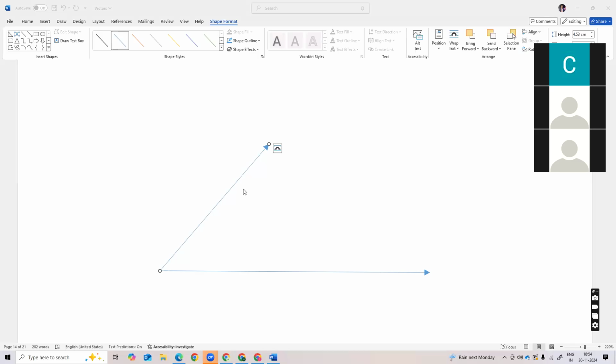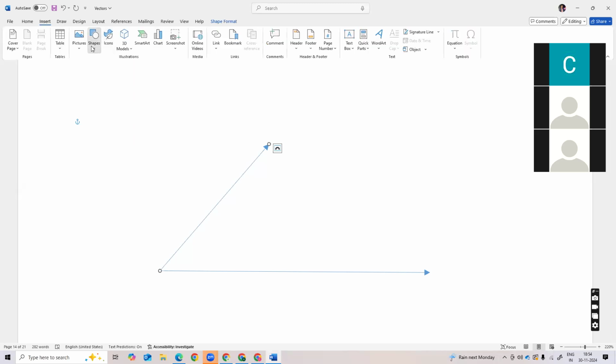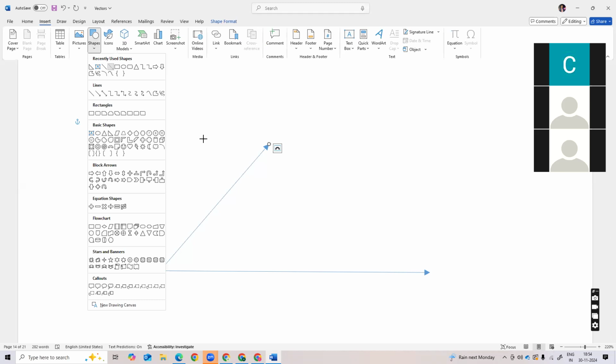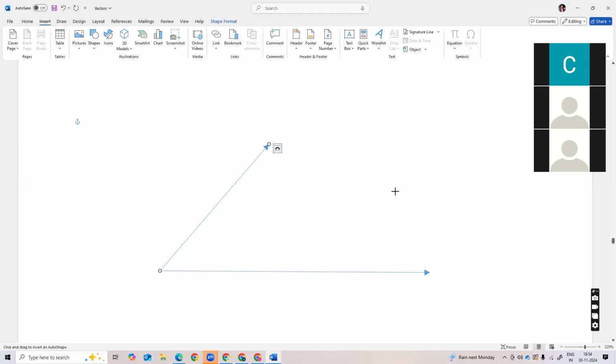Oh, sorry. Again, I have to share the screen. Okay. So we got these two vectors, let's say vector A and vector B. Okay.